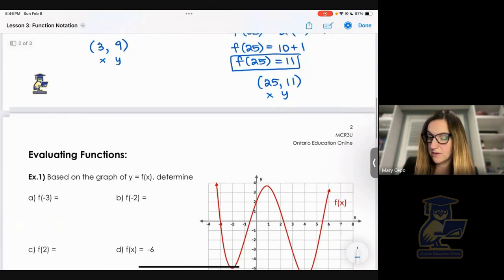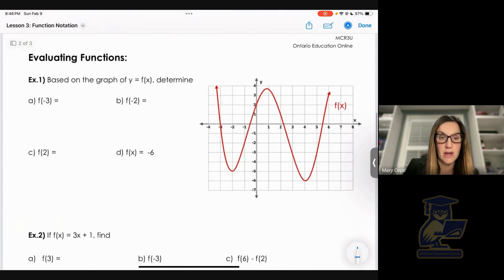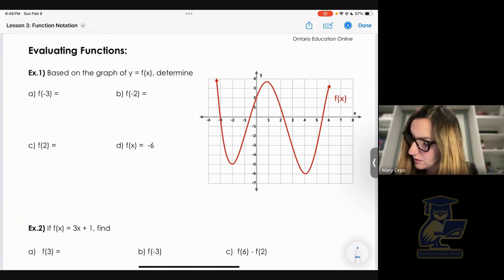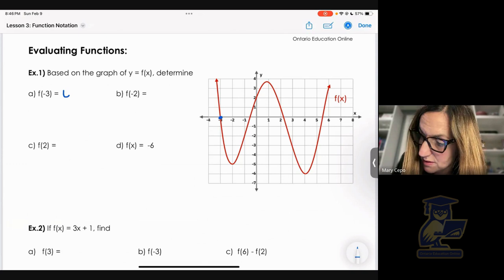Okay, let's evaluate some functions. Based on the graph given, y equals f of x, determine the following. So as we mentioned earlier, f of negative 3 is telling me the input is negative 3. I want to know what the output is. What is the corresponding y value? So we'd look at the graph and we'd go to x being negative 3. So if we see here, when x is negative 3, what is the corresponding y value? So when x is negative 3, the y value is 0.